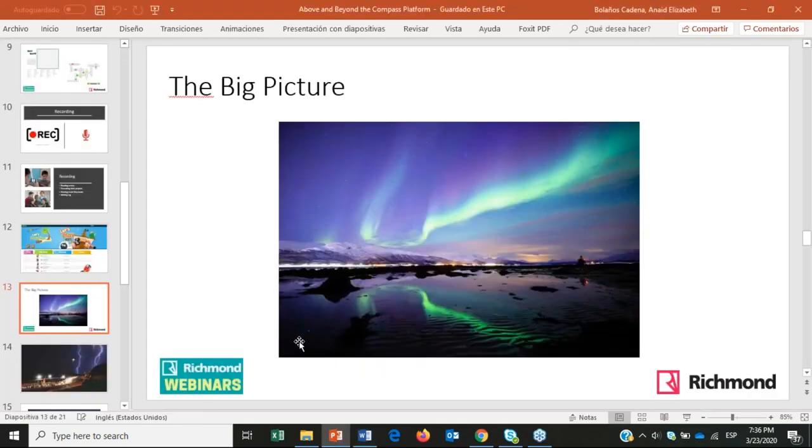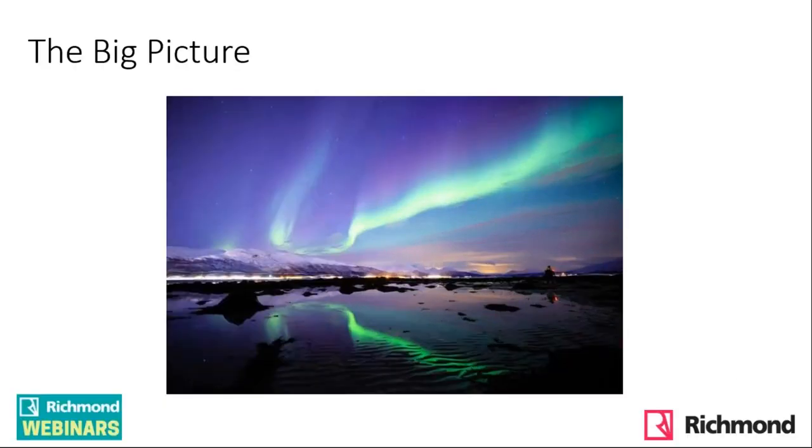Okay, so here is the idea about the big picture. This is in Alaska, this is an aurora borealis. So I will ask my students, what confuses you about this picture? Or what do you like about this picture? Or what do you think is happening?